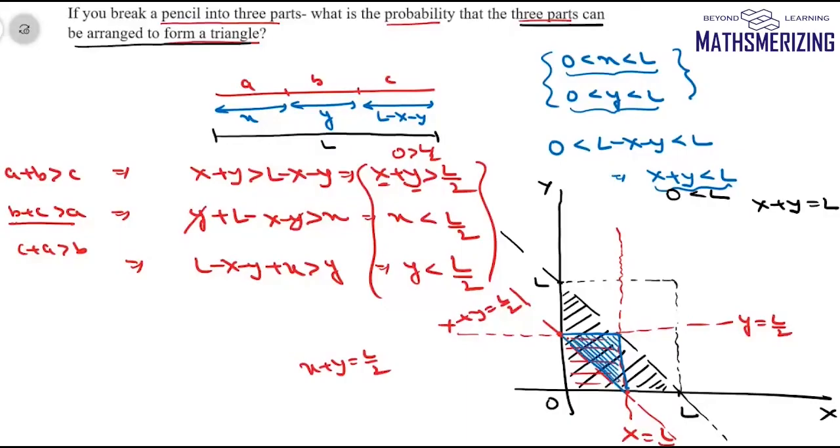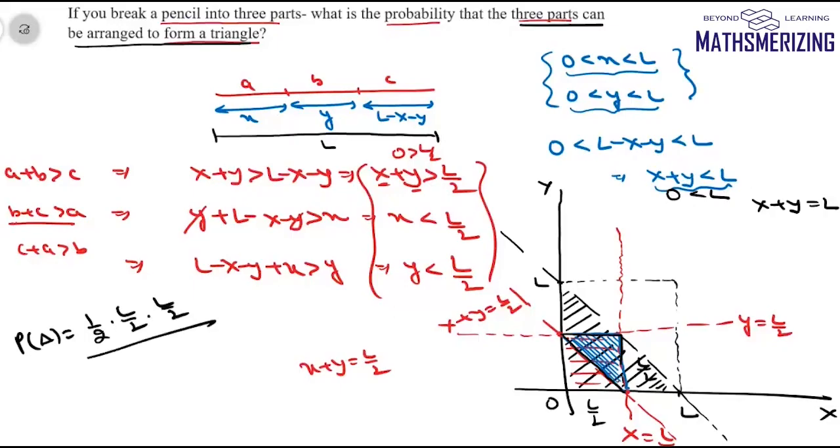So the condition that these three parts can be arranged to form a triangle corresponds to this blue triangle. Now we'll calculate the probability that these three pieces will form a triangle. So what is the favorable area? Favorable area is the area of the blue triangle. So this is half. Now what is the length of this side? It is L by 2, and this also is L by 2. So half into L by 2 into L by 2.